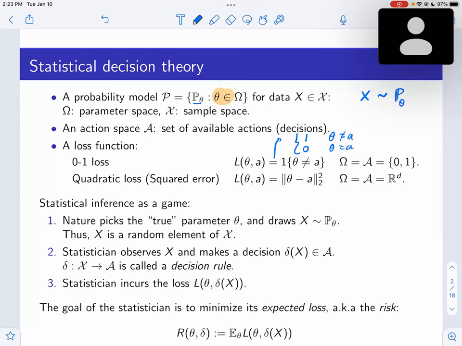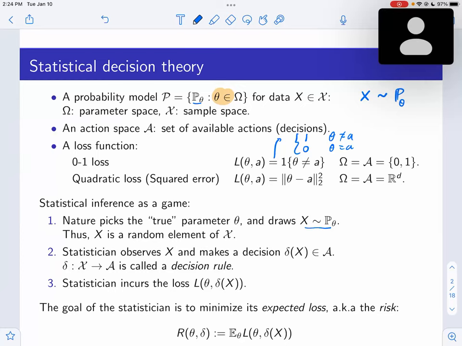Okay, so what does it mean? Basically, you can think of statistical inference, what statisticians would like to do, as a game between us and whoever is generating the data, sometimes called nature. So nature picks the true parameter theta and draws X according to P theta. Once it picks the true parameter, it specifies the distribution, and then it generates this X. X is a random element of the sample space, and the statistician gets to observe this X. Then you make a decision based on X, which is going to be a function of X.